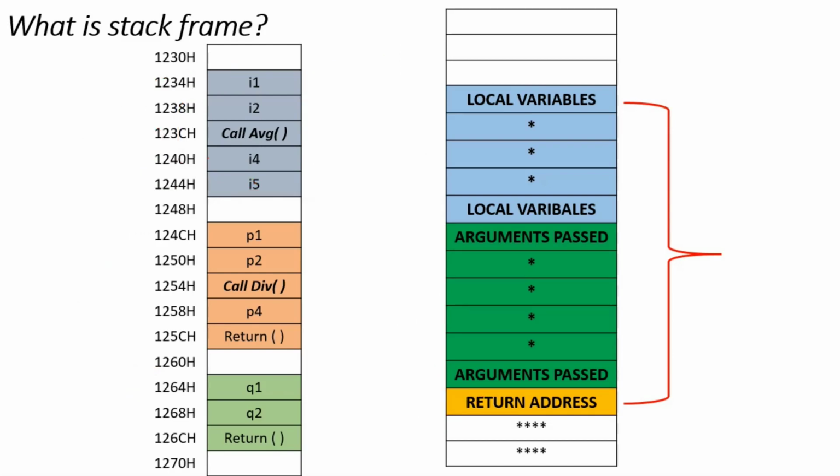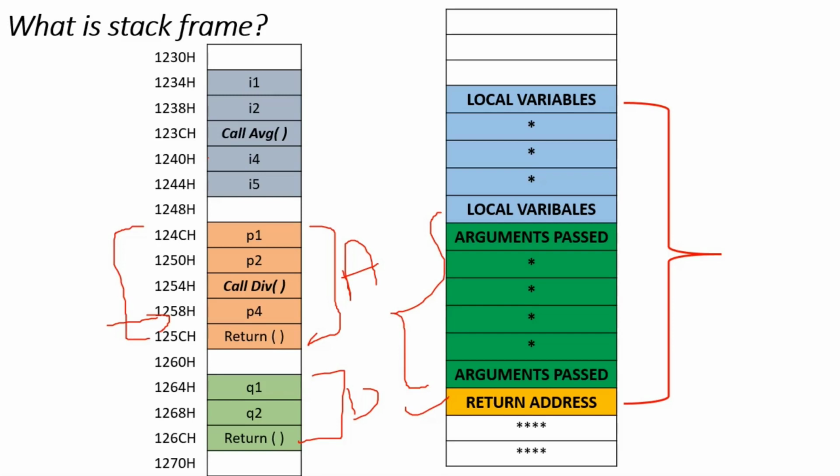Similarly, when this average function subroutine calls the divide subroutine, the return address of the average subroutine is stored, then the parameters passed to the divide subroutine, that is, the arguments, the return address, and the local variables of the average subroutine are pushed into the stack. So this is all together one stack frame.